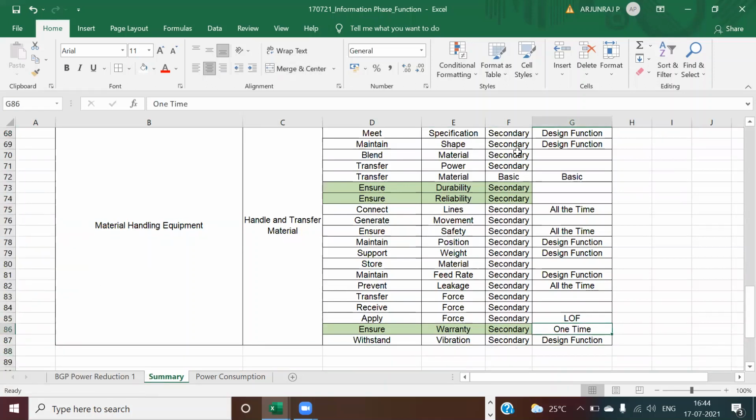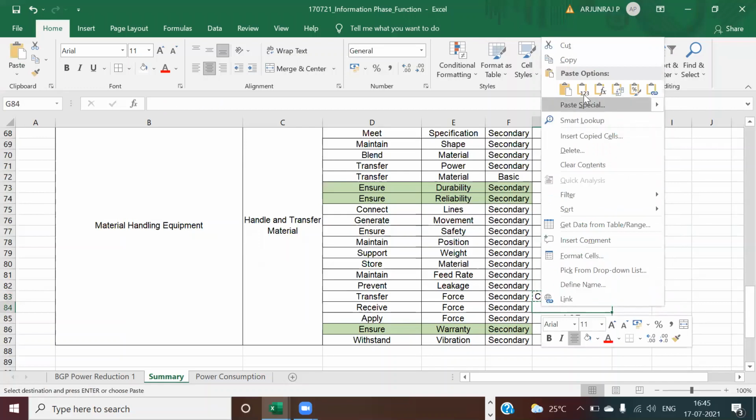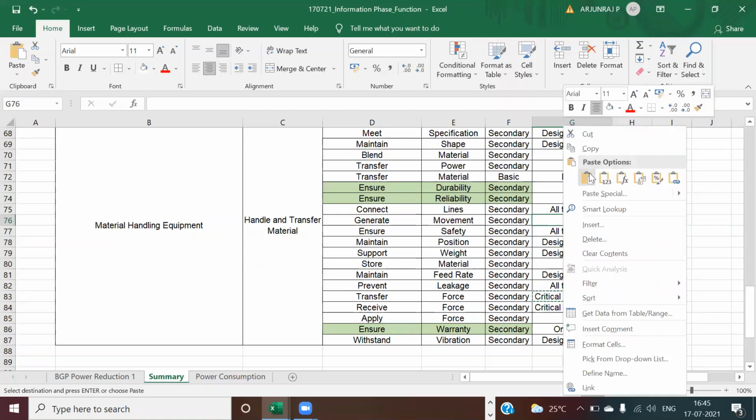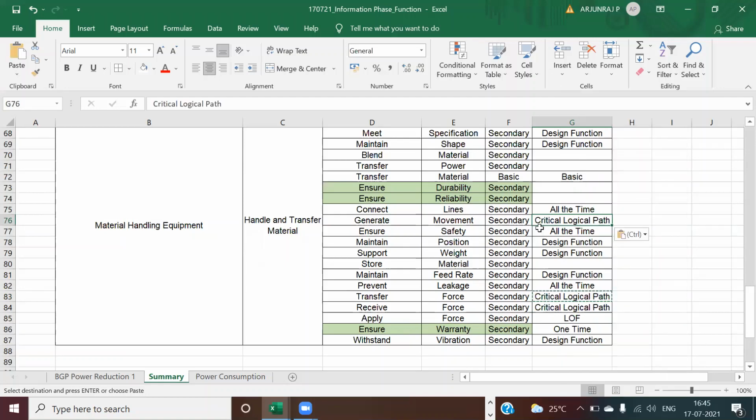What we'll do now, we'll do the critical logical path. Logical path, critical logical path. So first, when I'm applying force, what happens? Why apply force? To receive force. Okay, that will be part of the critical logical path. Why receive force? To transfer force. Why transfer force? To generate movement. Why generate movement?